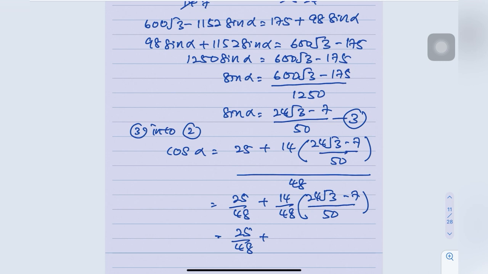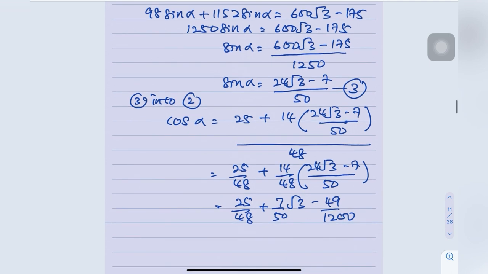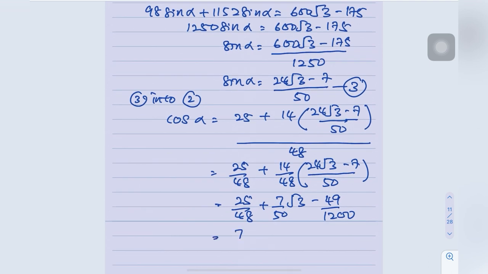So then this one equals 25 over 48 plus, we expand, 14 over 48 times 24 root 3 over 50, which gives 7 over 50 root 3. Then 14 over 48 times negative 7 over 50, so 49 over 1200. Then we simplify this one. It becomes 7 over 50 root 3 plus 12 over 25.